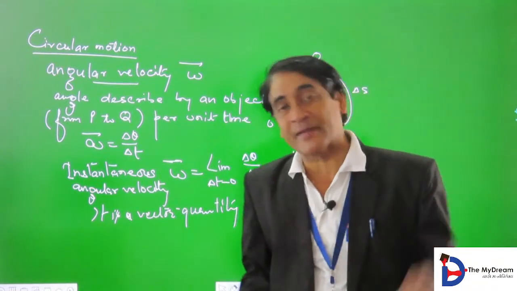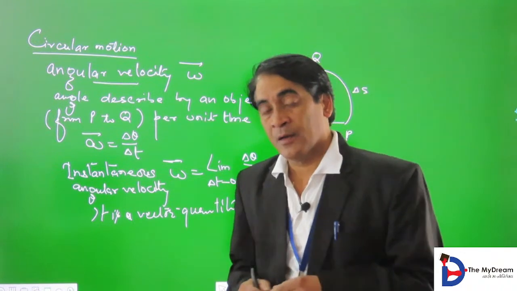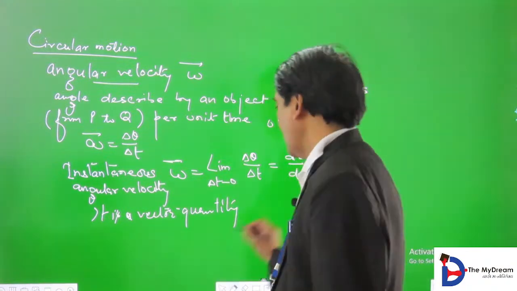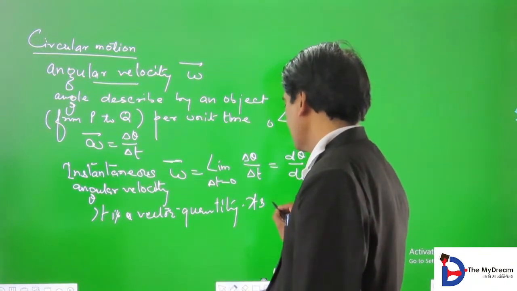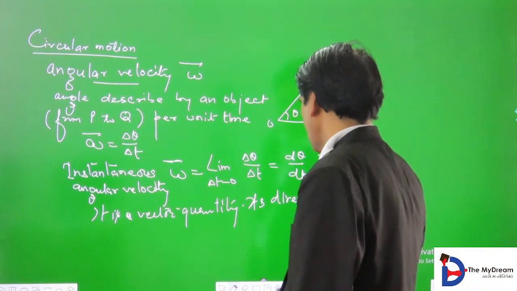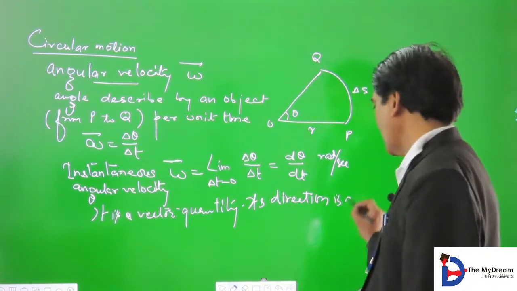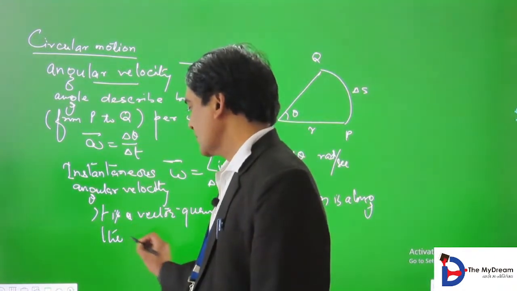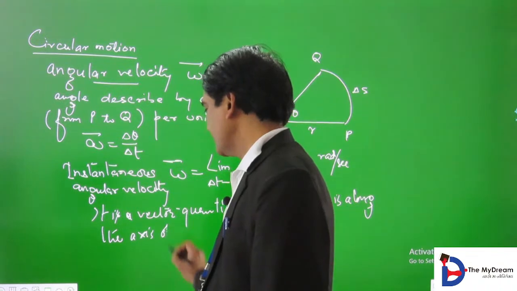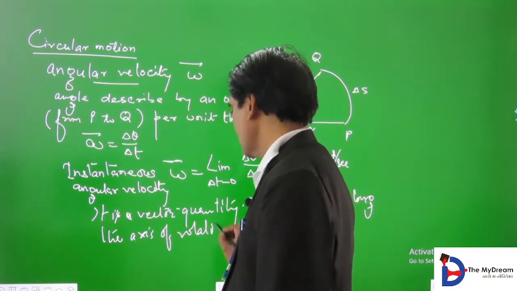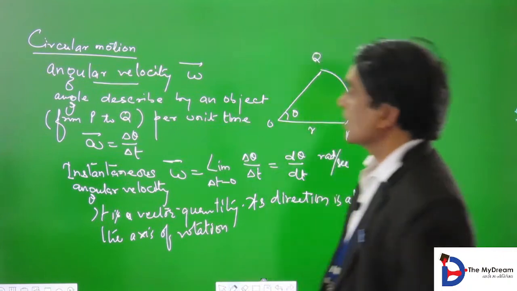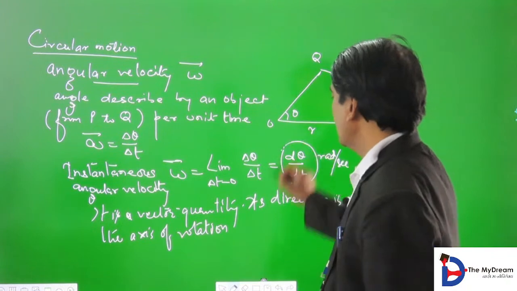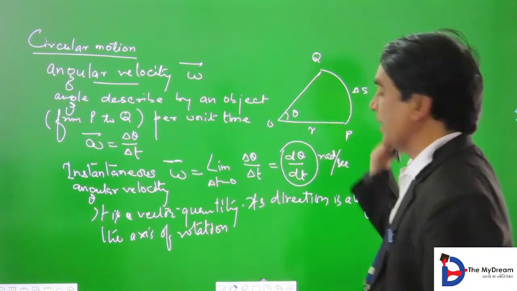Obviously, as it is a vector quantity, it will have some direction. So its direction is along the axis of rotation. The instantaneous angular velocity is given by d theta by dt.